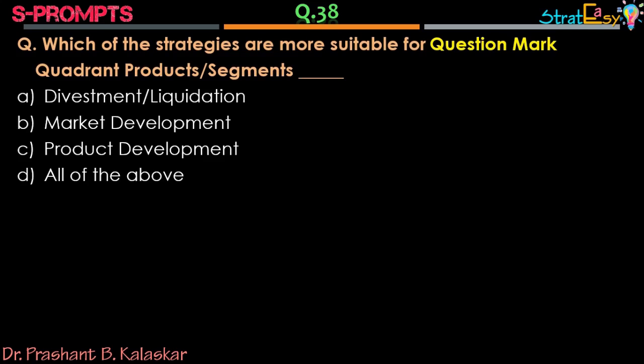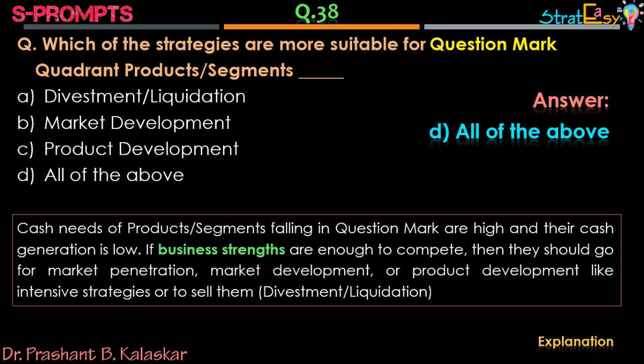Question number 38. Which of the strategies are more suitable for question mark quadrant products or segments? And the right answer is option D, all of the above. Cash needs for products or segments in the question mark quadrant are high and their cash generation is low. If business strengths are enough to compete, then they should go for market penetration, market development or product development like intensive strategies, or to sell them. That is, the company should go for either divestment or liquidation strategies.